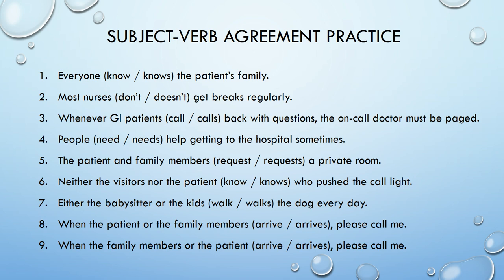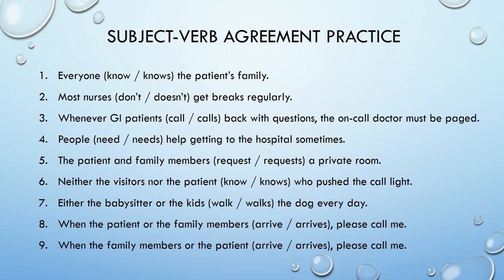All right, number 5: the patient and family members request a private room. In this case, you have two simple subjects, but they're connected with an and, so you're adding them together, so it has to be plural. So the patient and family members request a private room.